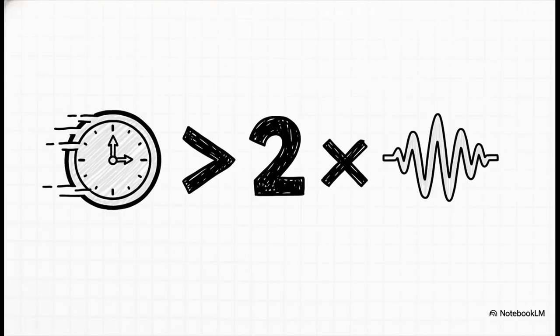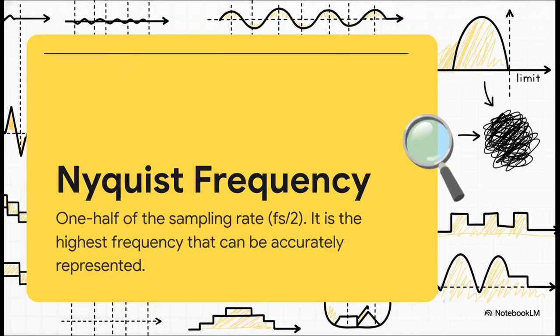And all of that boils down to this one simple, incredibly powerful formula. Your sampling frequency, Fs, must be greater than 2 times the maximum frequency in your signal, Fmax. This is the golden rule. You have to follow it. And this value, half of your sampling rate, is what we call the Nyquist frequency. It sets the hard upper limit for the frequencies your digital system can faithfully capture. Any frequency in the original signal that's higher than this is going to cause some major problems.